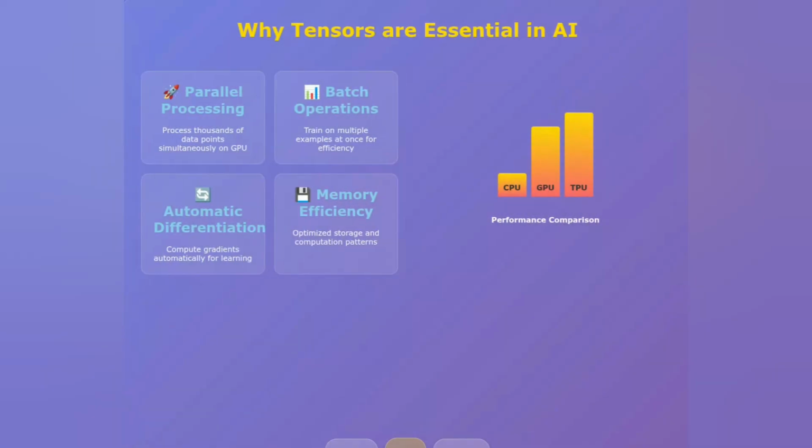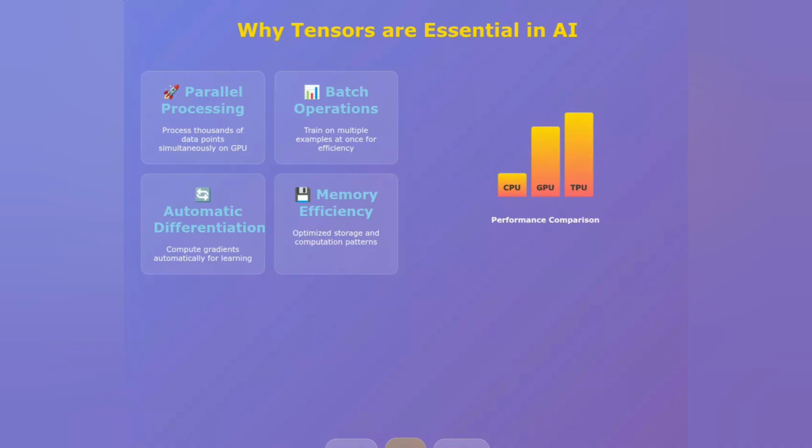Now, you might be thinking, okay, but why should I care about tensors? Here's the thing. Every single operation in modern AI happens with tensors. When you feed an image to a neural network, it gets converted to a tensor. When the network processes that data through layers, it's performing tensor operations. The final prediction? Also a tensor. But it's not just about data structure.